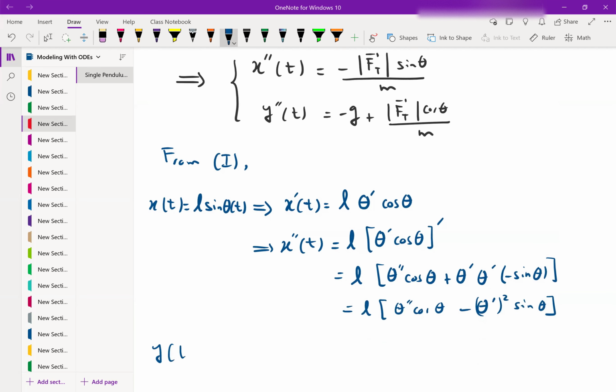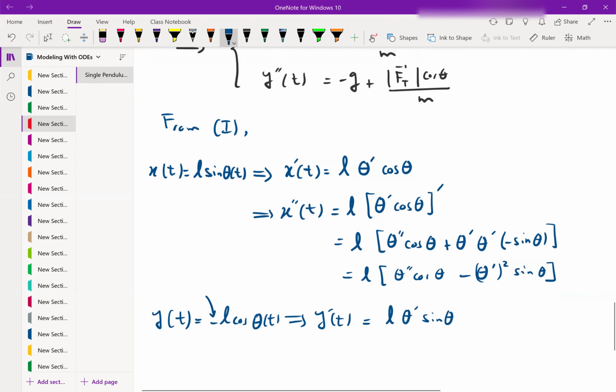Similarly, we can find y double prime of t. y of t is negative L cosine theta, where theta is a function of t. So y prime of t, again using the chain rule, with L a constant: the derivative of the inner function is theta prime, and the derivative of cosine is negative sine. So this will be L theta prime sine theta, because the derivative of cosine is negative sine, and we also had a negative here. Those negatives cancel each other out.